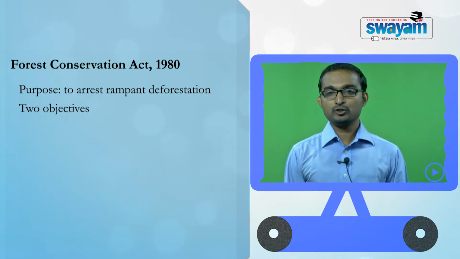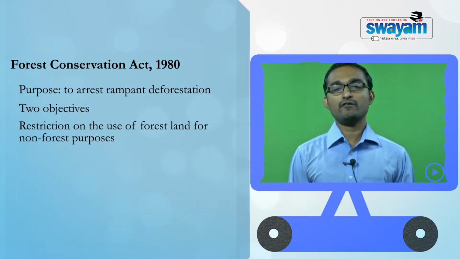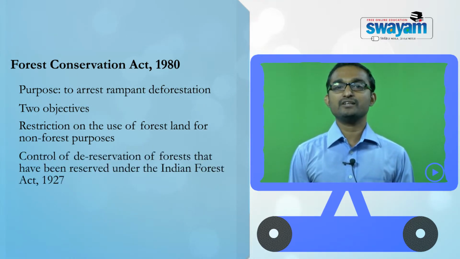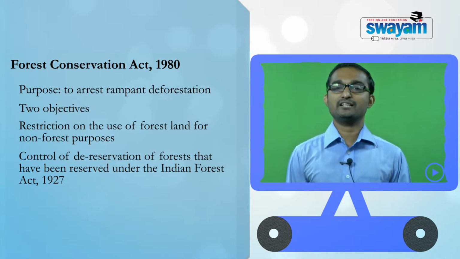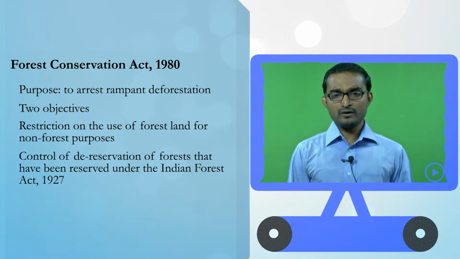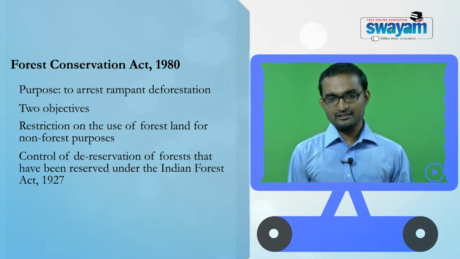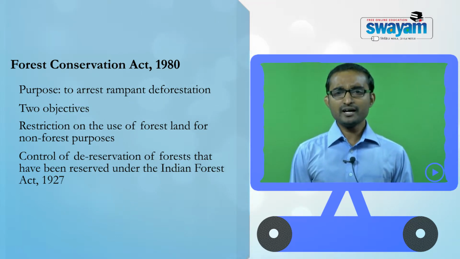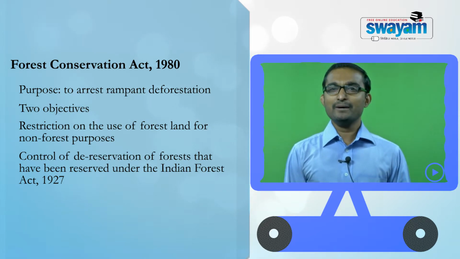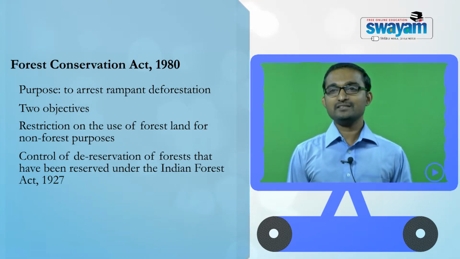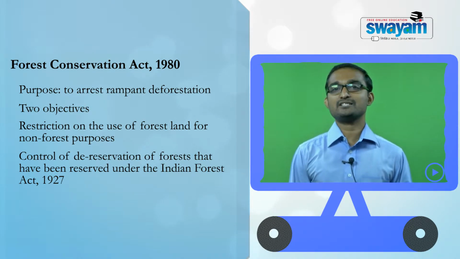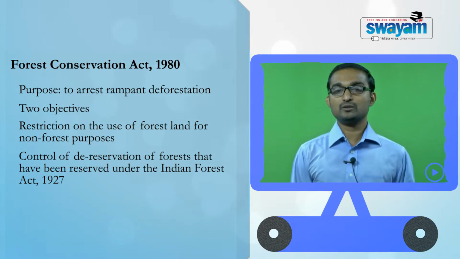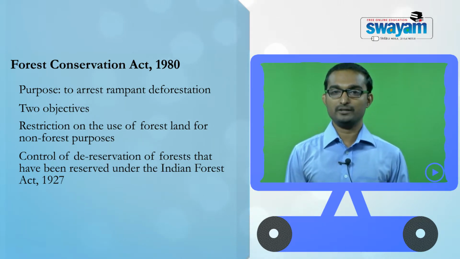The first one is to put more strict restrictions on the use of forest land for non-forest purposes. And the second objective is to control the de-reservation of forests that have been reserved under the Indian Forest Act. Because the context of the second point needs to be understood. For example, the reason why the Forest Conservation Act 1980 focuses on control of de-reservation of forests is because, in the aftermath of 1927, it was easy for the state to de-reserve forests if they needed them for various other purposes. So the Forest Conservation Act sought to control that activity on the part of the state governments.